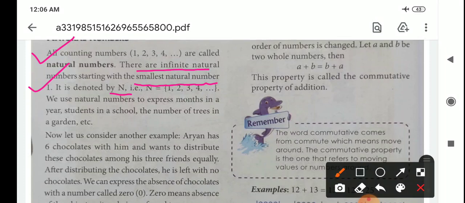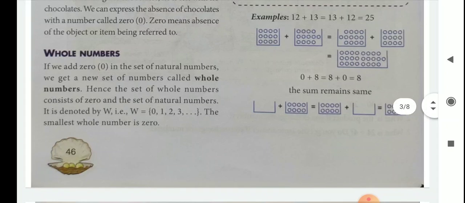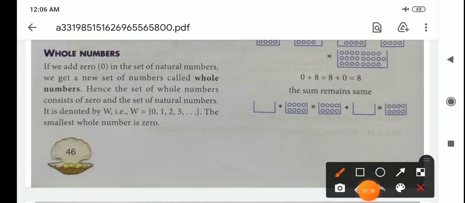Okay, then comes the whole number. What is a whole number? The set of whole numbers is denoted with W. If we add 0 to the set of natural numbers, we know already natural numbers means 1, 2, 3, 4, 5, 6, then we add 0, so the whole numbers start from 0. Here you see W equal to 0, 1, 2, 3 up to infinity. The smallest whole number is 0. You remember, children.